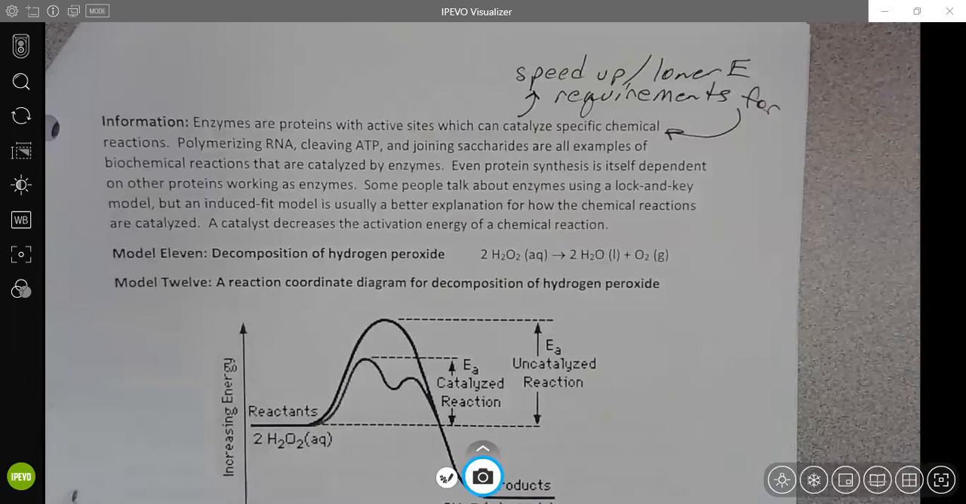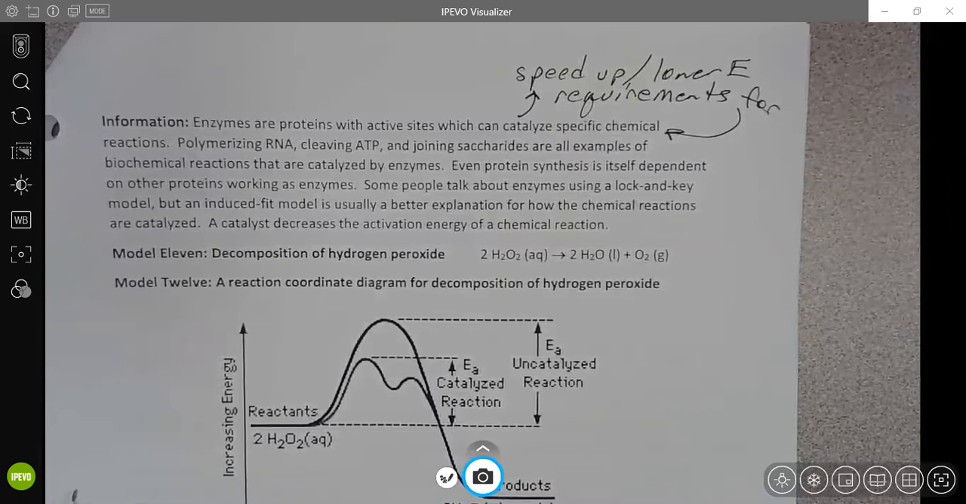Cleaving ATP. So someone in class was asking about how the adenosine triphosphate could lose one or two different phosphate groups. Whenever you cut those phosphates off, that would be cleaving ATP. Or joining saccharides. So when you turn a monosaccharide into a disaccharide, or when you, again, polymerize that into making a longer starch or cellulose molecule, these are all examples of biochemical reactions that are catalyzed by enzymes. Sometimes they can happen on their own, but in the presence of enzymes, you can actually direct these reactions.